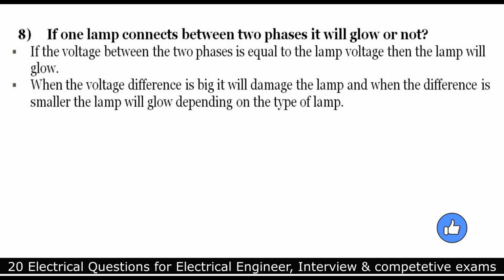If the voltage between the two phases is equal to the lamp voltage, then the lamp will glow. When the voltage difference is big, it will damage the lamp, and when the difference is smaller, the lamp will glow depending on the type of lamp.